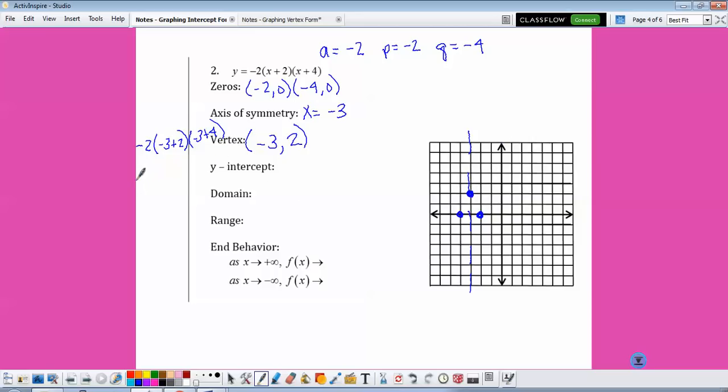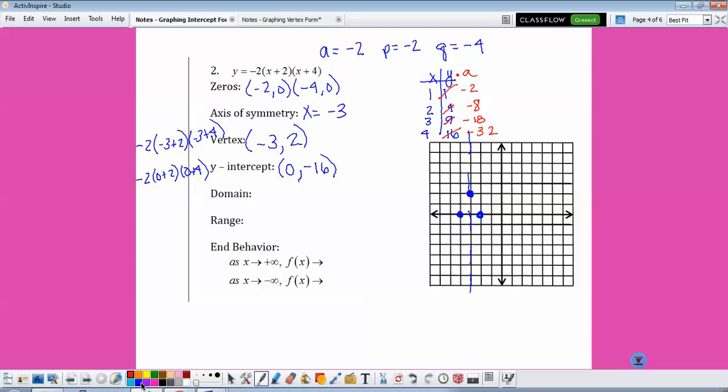To get the y-intercept, I'm going to plug in 0 for my x, and then when you type that in your calculator, you would get -16. So for my xy chart, 1 squared is 1, 2 squared is 4, 3 squared is 9, 4 squared is 16. Multiply by a, which is -2 this time, and I end up with -2, -8, -18, and -32.